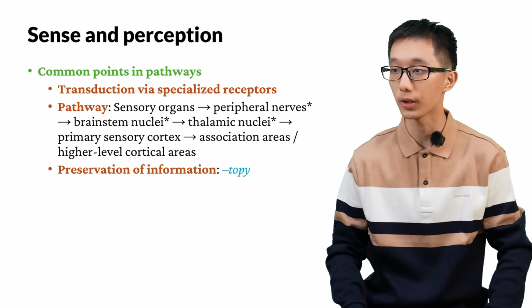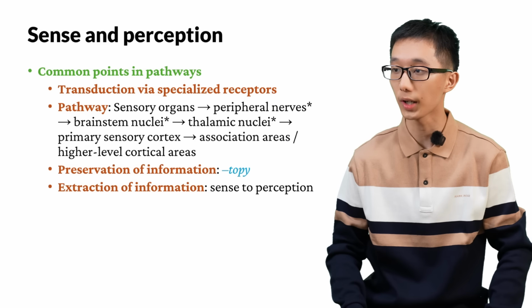There is a preservation of information, especially the layout or relative position of information. This is called topy. Think of topology as you think of the suffix topy. We have retinotopy, tonotopy, etc. This means that a map of the sensory information is preserved.